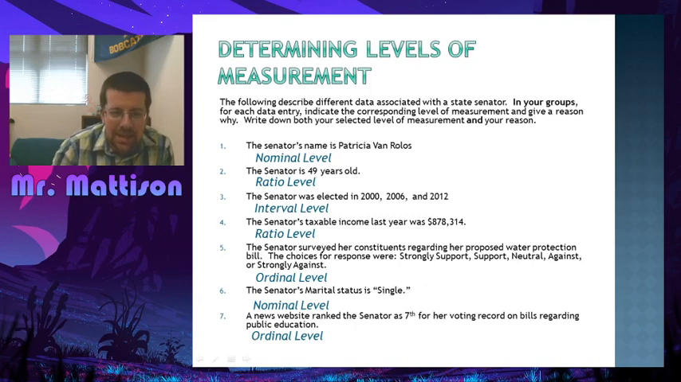Number 6, their marital status is single. So again, that's going to be the nominal level, right? They're single, they're divorced, they're widowed, they're married, whatever, right? We can't order those in a best to least best way, right?